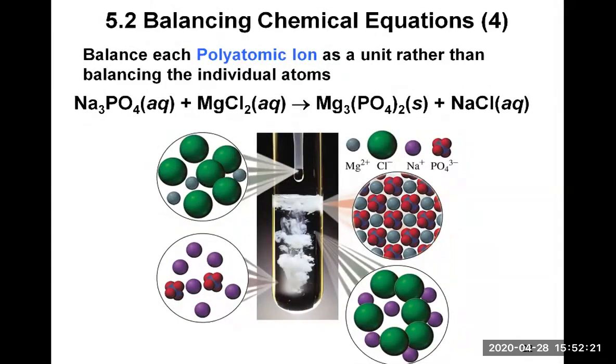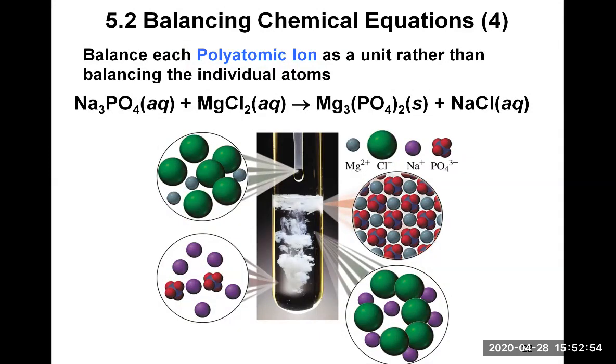This video will go over section 5.2, which is on balancing chemical equations. And this time we'll focus on balancing chemical equations involving ionic compounds with polyatomic ions. When you encounter polyatomic ions, you will always want to keep them as one unit, one ion. You do not want to split the atoms, and you want to keep them as one formula, as one ion.